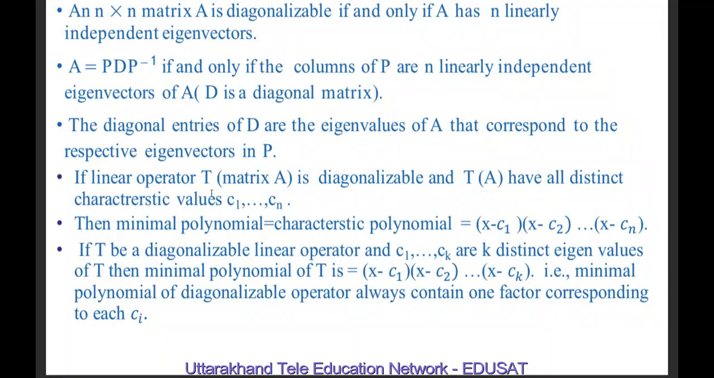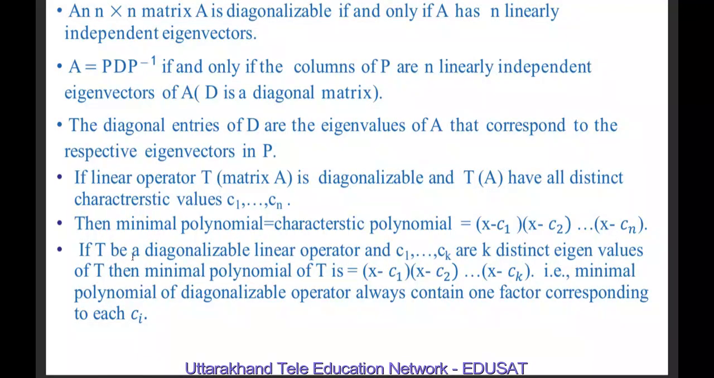If linear operator T is diagonalizable and T has all distinct characteristic values c1, c2, ..., cn, then the minimal polynomial is equal to the characteristic polynomial, and this is equal to (x minus c1) into (x minus c2) into ... (x minus cn).